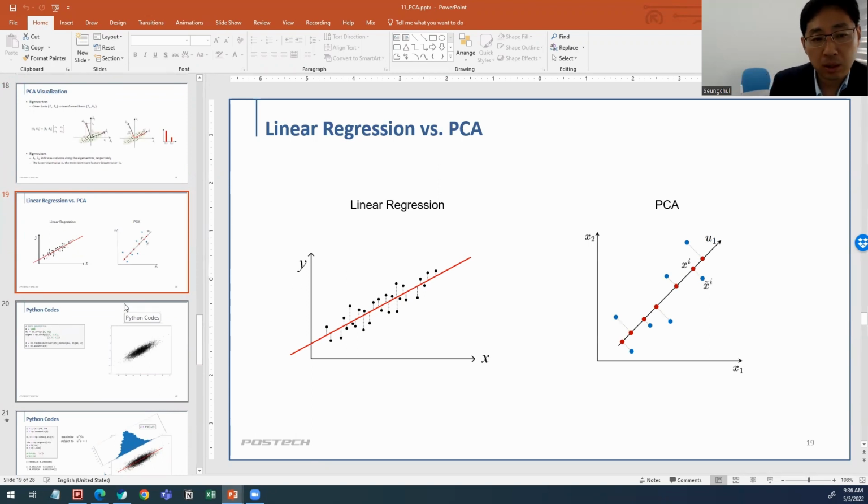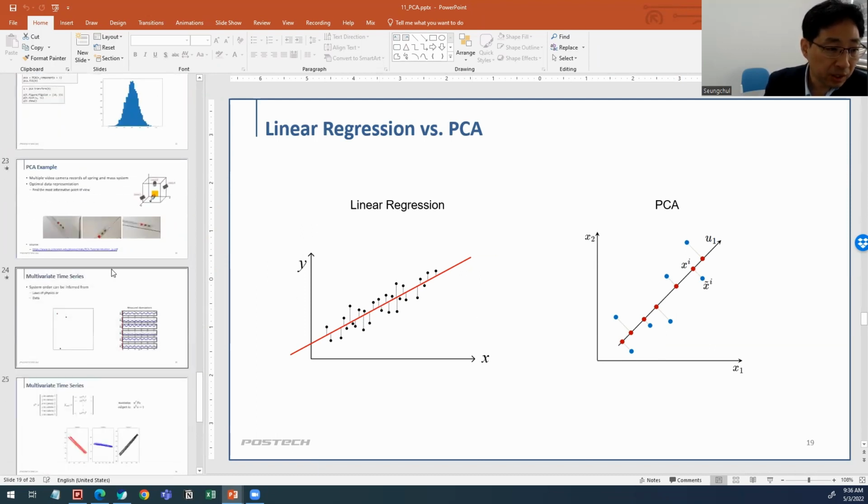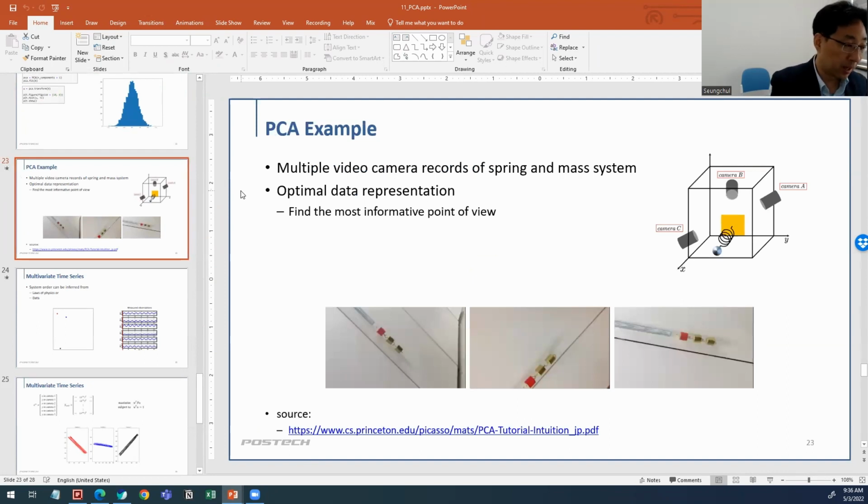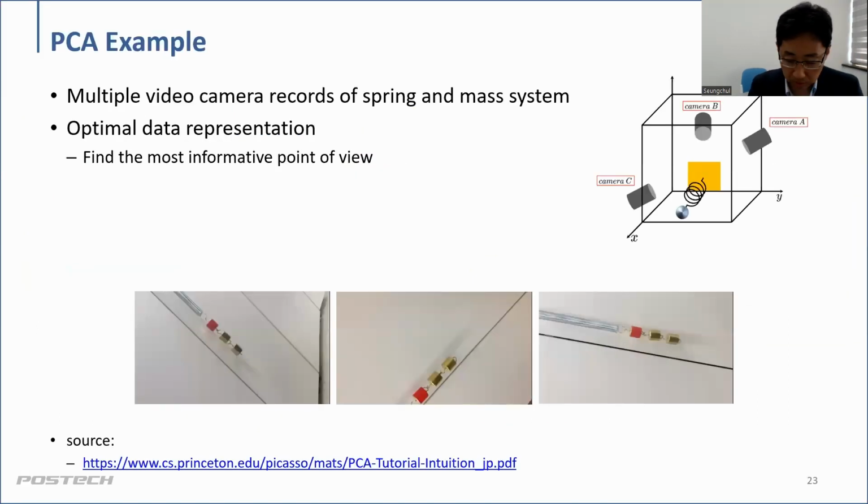I want to tell you that PCA and linear regression, as you can see in the illustration, look pretty much similar. But for linear regression, we minimize the errors in these directions, whereas in PCA we make projections on the U directions and minimize the sum of errors in those directions. So that makes a big difference. And I think here is where we stopped, so I want to continue from here.